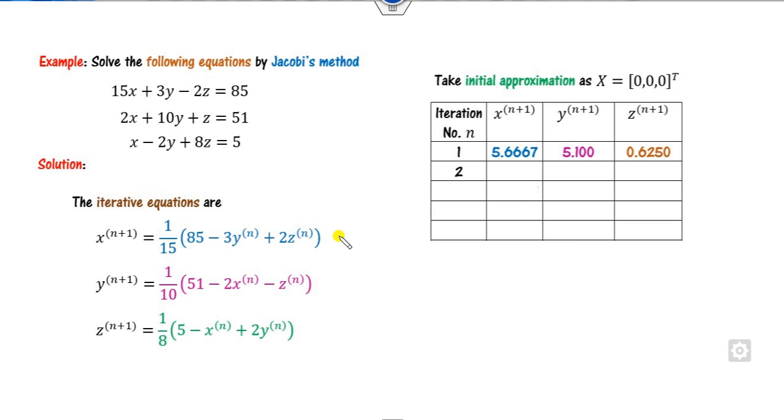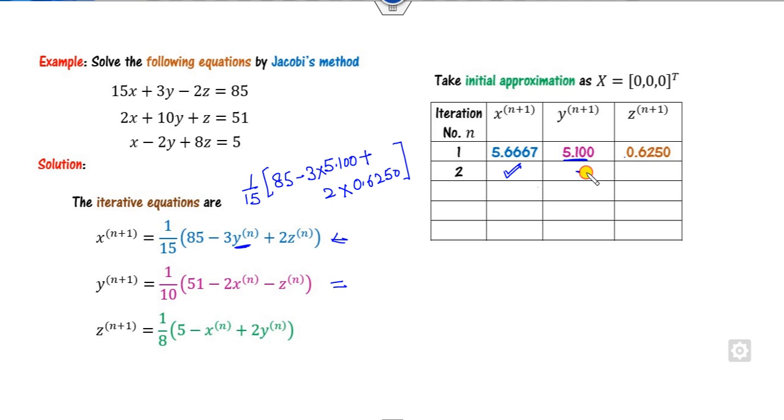Now again I can substitute these three values here. What is the value of x? So this is 1 over 15, 85 minus 3 times y. Now the updated value of y is 5.100, plus 2 into z, 0.6250. You can use the calculator. The value of the answer will be here.